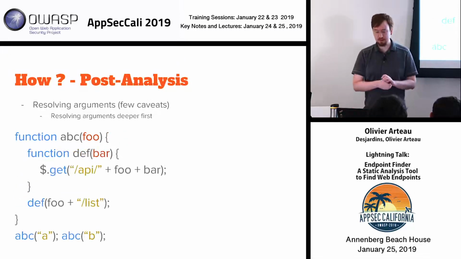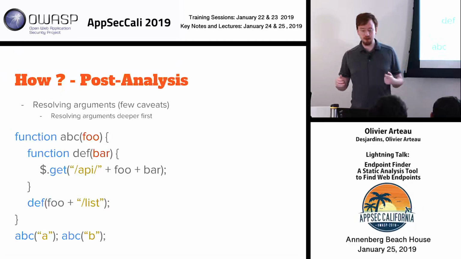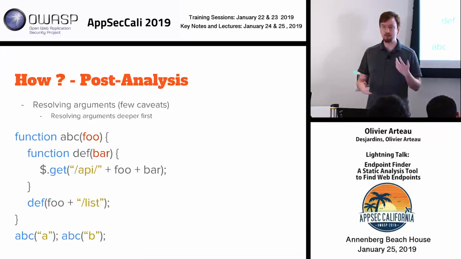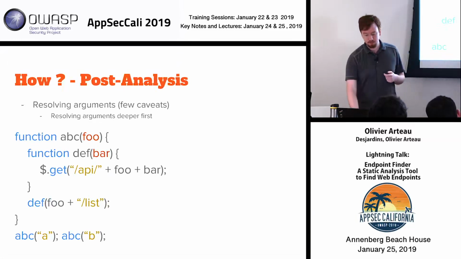The other thing that sometimes happens is that the variables that are function arguments come from different functions. So we have to prioritize which function arguments we resolve first. The rule that I found to work best and cause the least issues is to always start with the one that's the deepest. So in this case, we would start by analyzing bar, and then we would resolve foo afterwards.